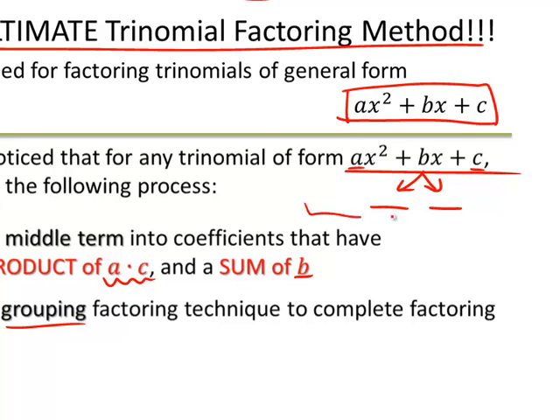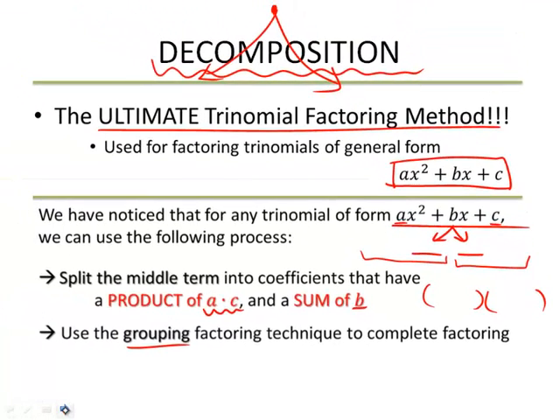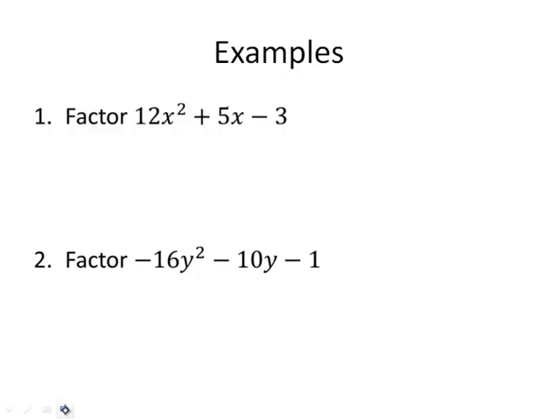Afterwards, use the grouping technique, factoring two at a time, and you will get back to the factored form. Let's see it in action. Here's a trinomial with leading coefficient other than 1. So we're going to use decomposition. The product is found, as we noticed in the past, by taking the first times the last: the 12 times the negative 3, which is negative 36.